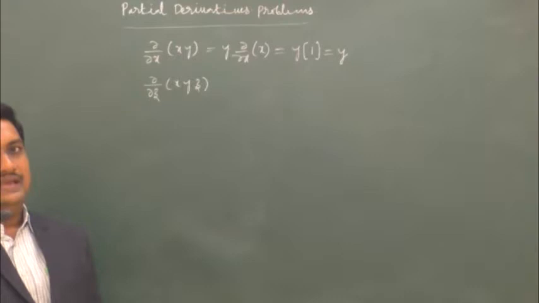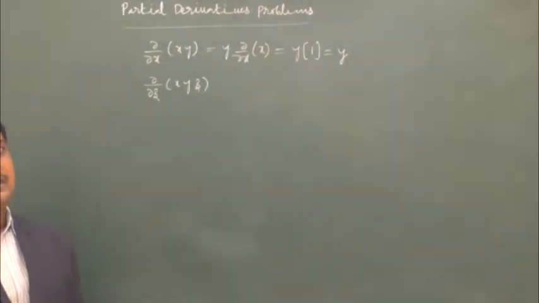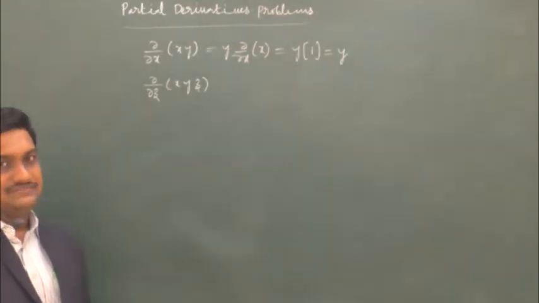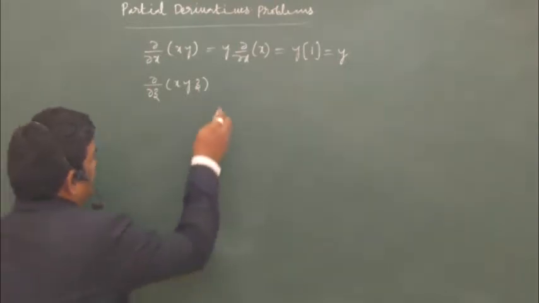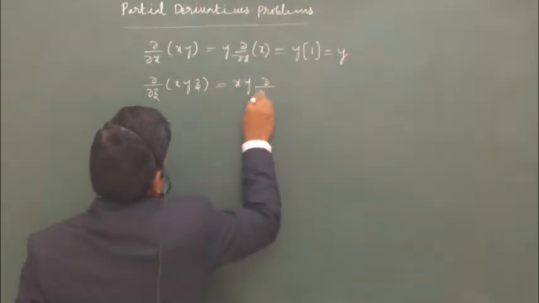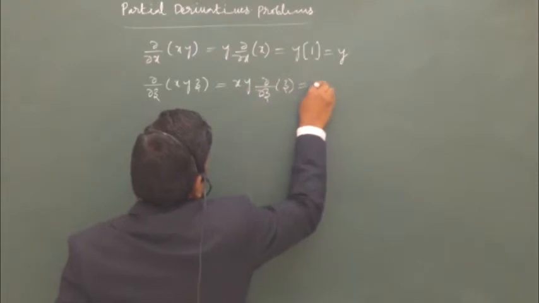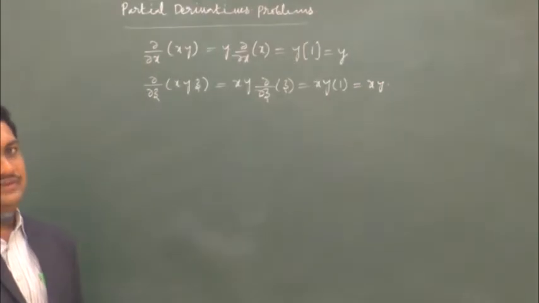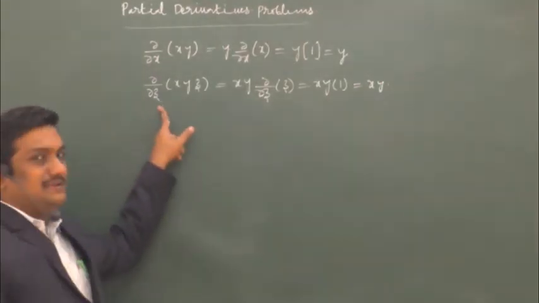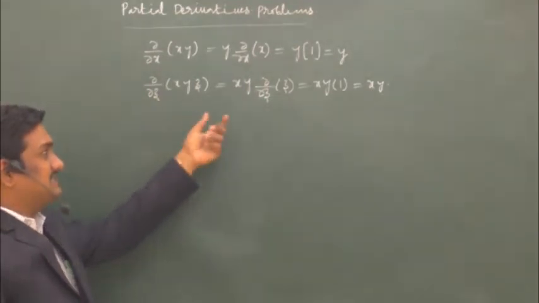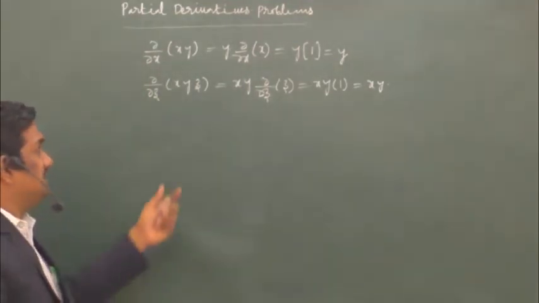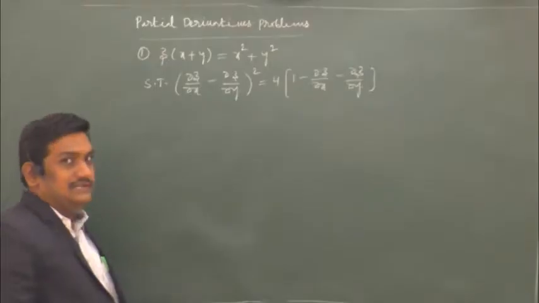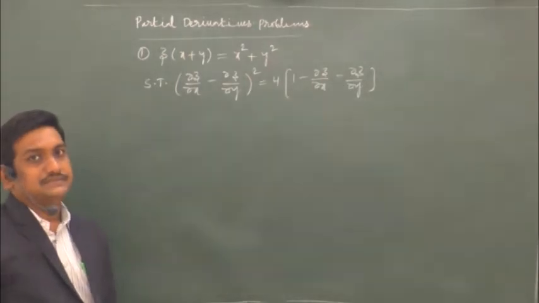∂/∂z of xyz. Here you are differentiating with respect to z, then the remaining variables will be constant, xy will be constant. Take it outside, it will be xy into ∂/∂z of z, it is xy into 1 and it is xy. The point is, if you are differentiating with respect to z, the remaining variables will be constant. Remaining variables are taken outside and we have differentiated z with respect to z and it is equal to xy.